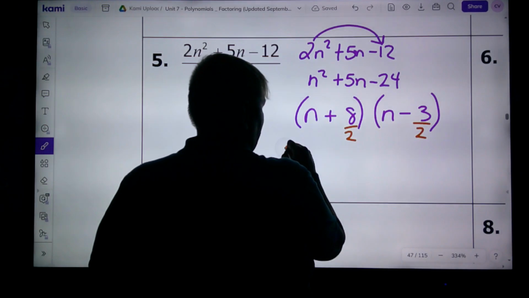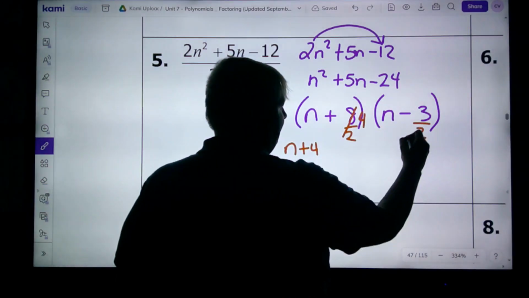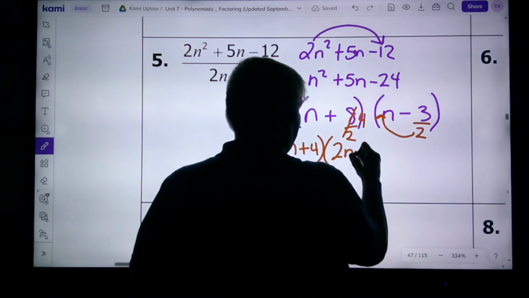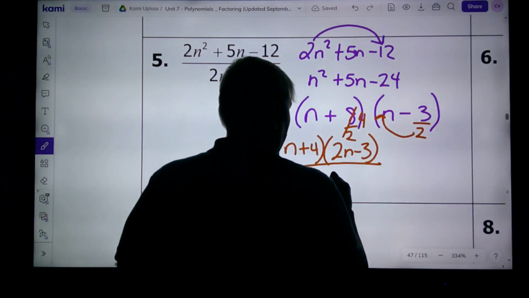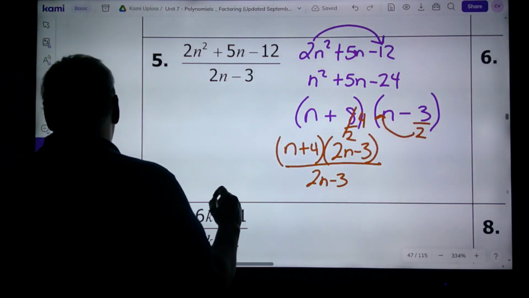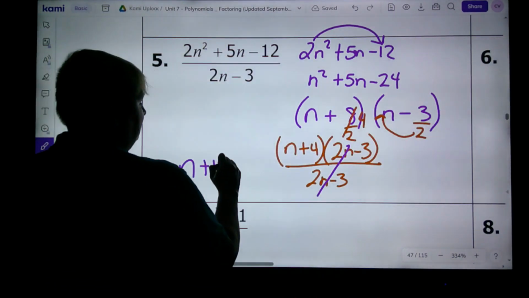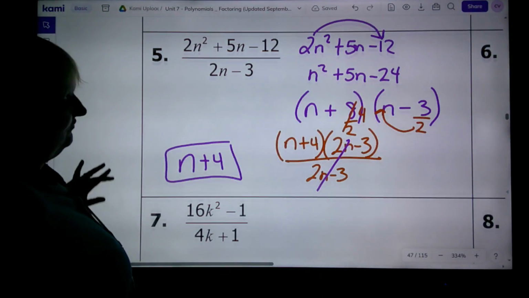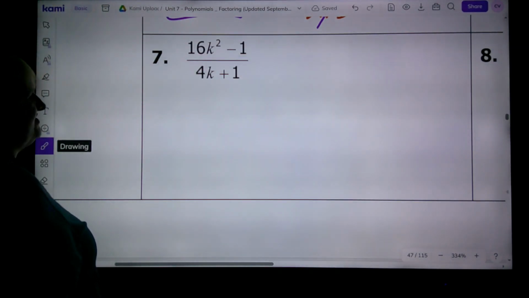So, n plus 4, 2n minus 3. Oh, what are the odds of that? What are the odds? The odds are 100%. I love when it gets so easy.